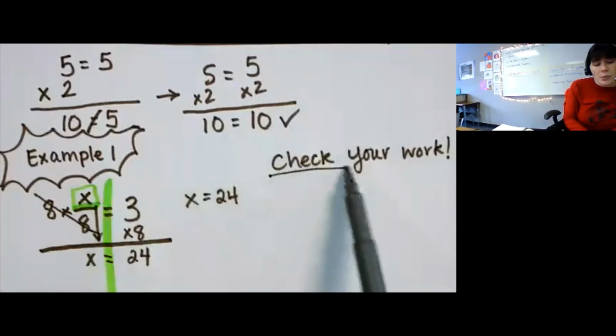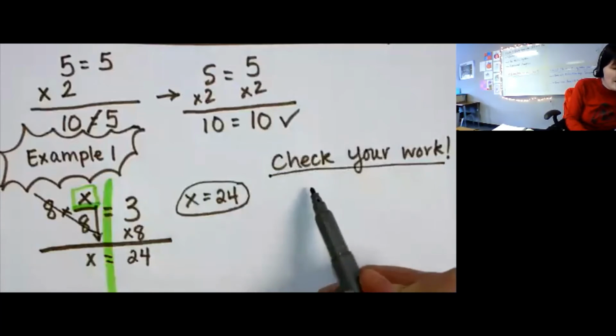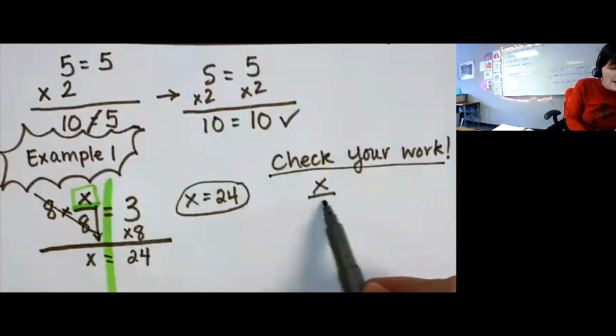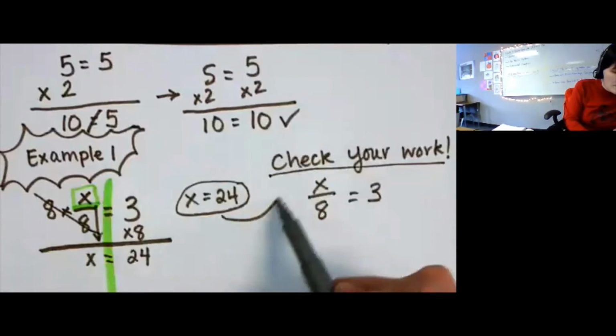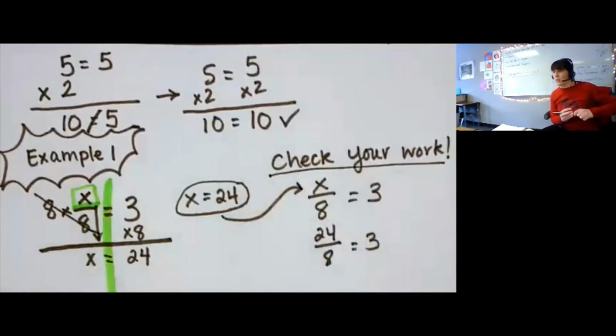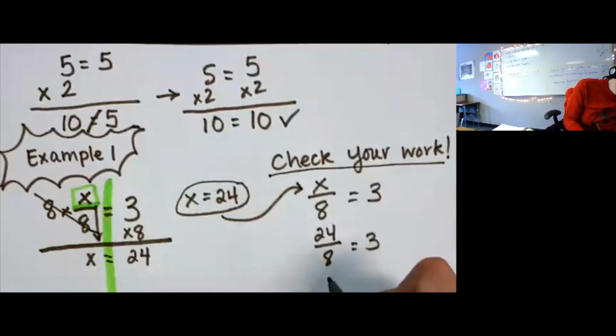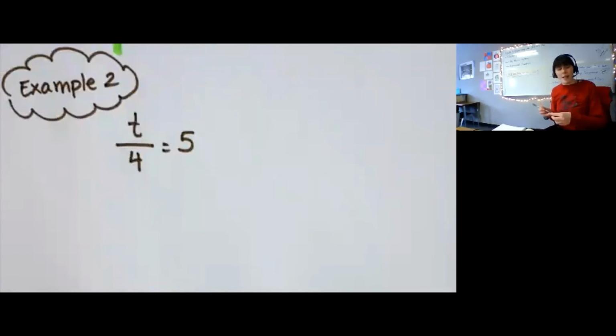Now it's time to check your work. We need to take our final answer and plug it back in to our original equation, which was x divided by 8 equals 3. So we should know that 24 divided by 8 gives us 3. That should be a solution if our answer was correct. And 8 does go into 24 3 times. So 3 equals 3 is correct, and when we checked our work, we saw that we got the answer right. All right, now we're going to take a look at example 2.